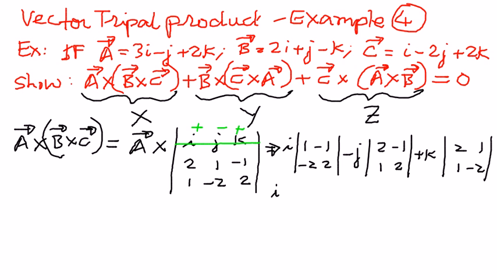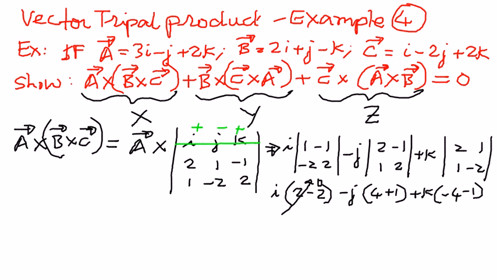Simplifying, for i: 1 times 2 is 2, and negative 2 times negative 1 is positive 2, with the negative sign it is negative 2, so that is 0. Minus j times: 2 times 2 is 4, 1 times negative 1 is negative 1, times negative makes positive 1, so 4 plus 1 is 5, giving negative 5j. Plus k times: 2 times negative 2 is negative 4, 1 times 1 is 1, so negative 4 plus negative 1 is negative 5k. So this is 0i minus 5j minus 5k.